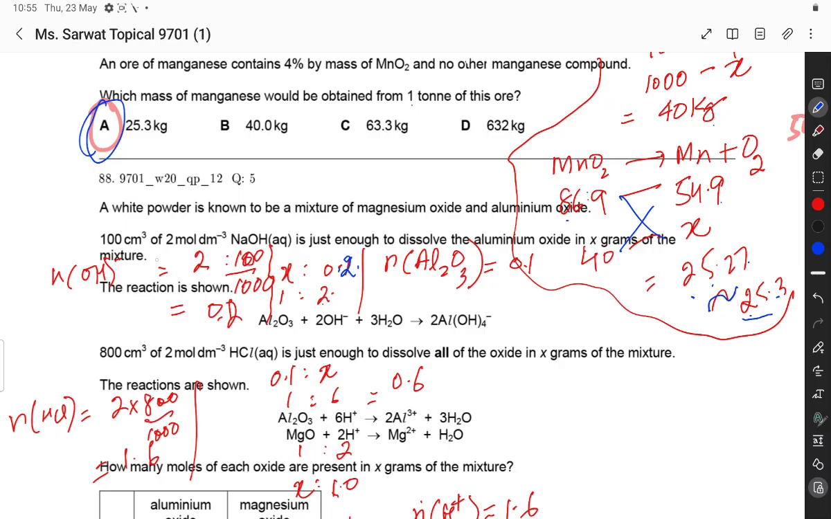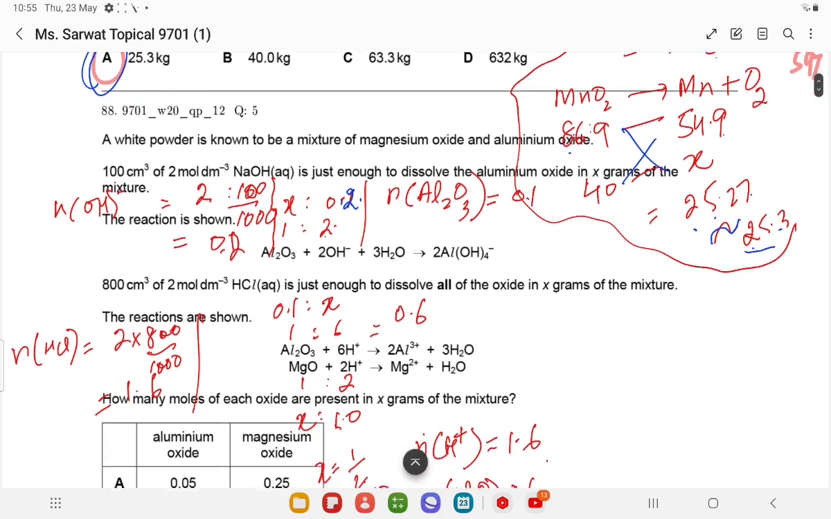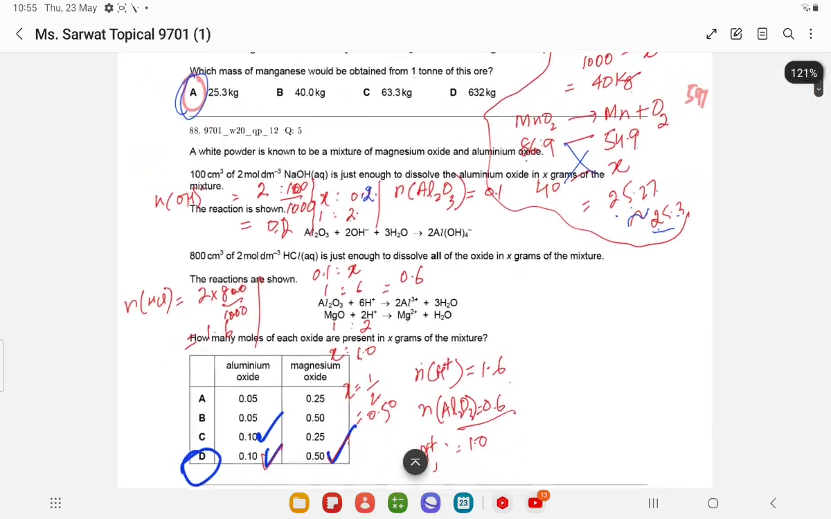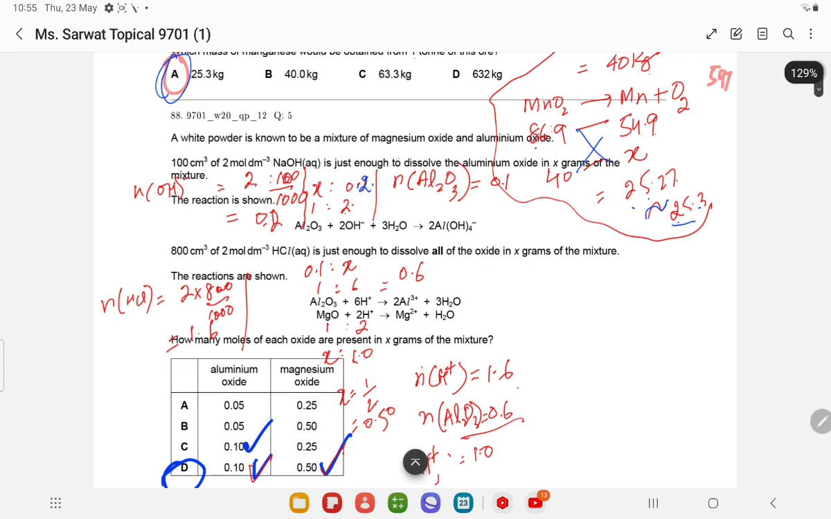So next question is, a white powder is known to be a mixture of magnesium oxide and aluminum oxide. 100 cm³ of 2 mol/dm³ sodium hydroxide is just enough to dissolve the aluminum oxide in x grams of the mixture. The reaction is shown. 800 cm³ of 2 mol/dm³ HCl is just enough to dissolve all of the oxide in x grams of the mixture.